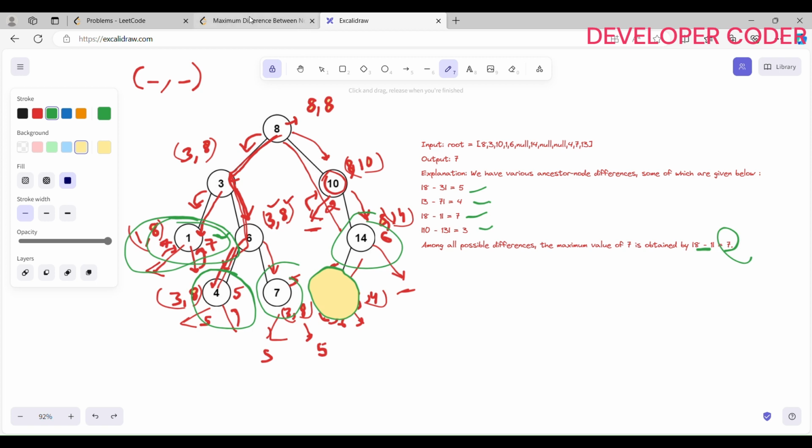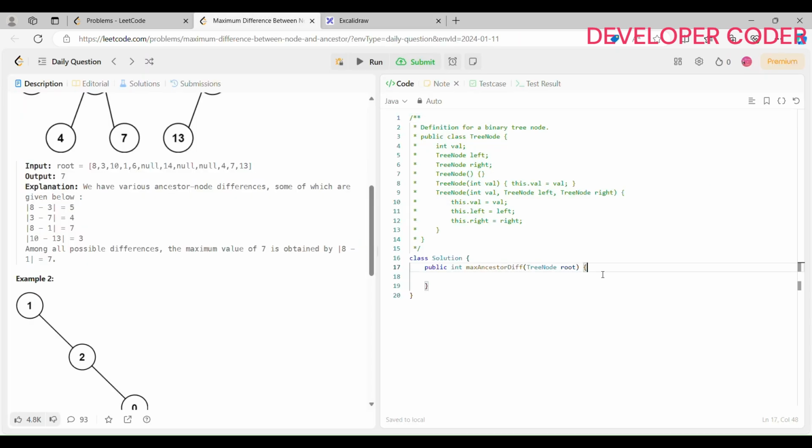Now let's see how we are going to write the code for this specific problem. First, in this function, just return one more method, that is return DFS, as we are going to apply depth first search. In this method we are going to pass our root, and then we are going to pass the minimum value. Can I write it like this? Integer dot max underscore value. Here we are going to need only the minimum value.